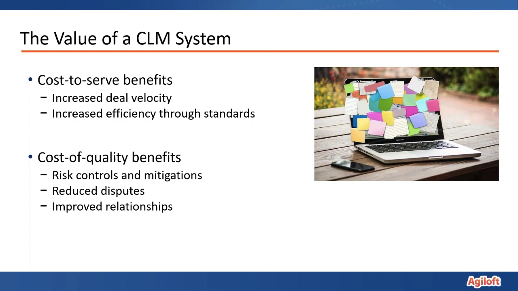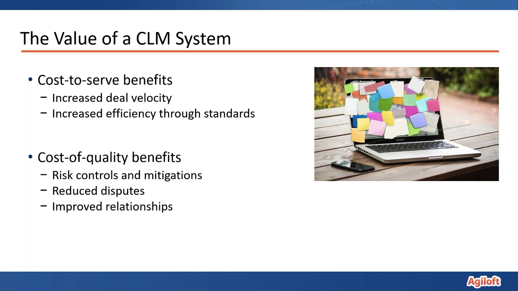Let's look at the value that's unlocked through a CLM system. Based on IACCM research, we've seen that the business benefits of the value derived from deploying some automation fit into two buckets. The first bucket, the direct benefits, are quite easy to measure. They're things like increasing deal velocity or increasing efficiency through the application of principles and standards. With a stopwatch, you can time how long it takes to do something manually, then repeat the process in a tool and see incremental improvement. I call these direct benefits cost to serve benefits. They're the costs of serving the process.